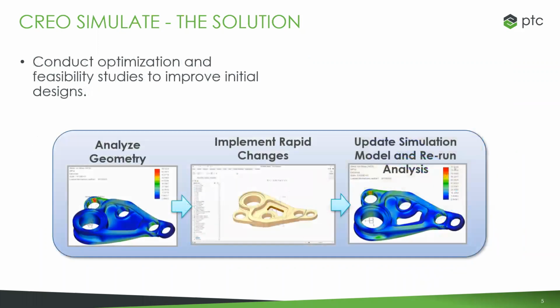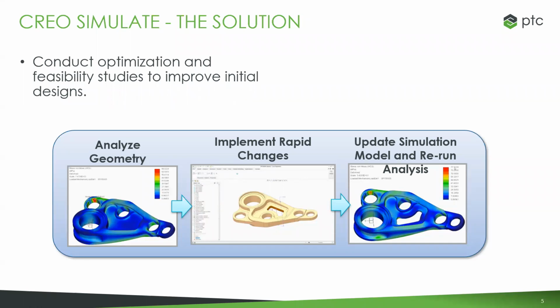Using Creo Simulate, you can do things like optimization and feasibility studies to determine if there's a better way of doing something. What happens if I make this wall thicker and that wall thinner? Do I actually get a better product? Not just does it fail, is there actually a way to make this thing better?